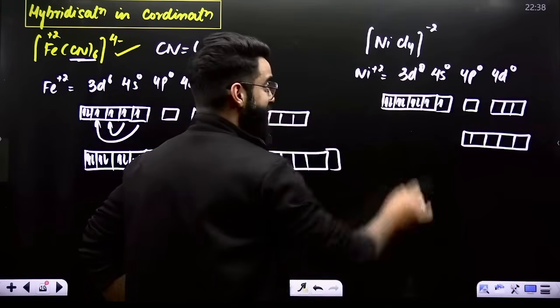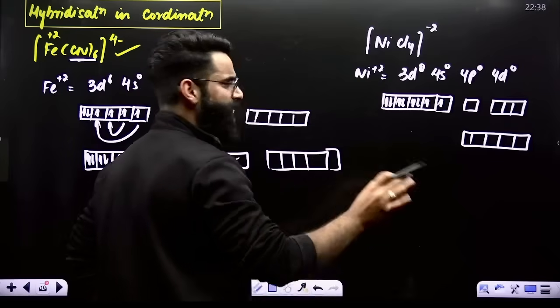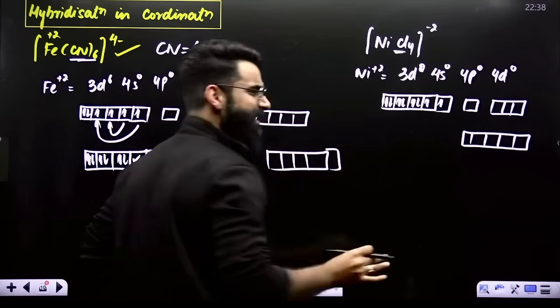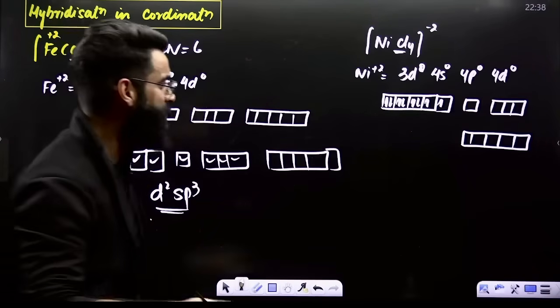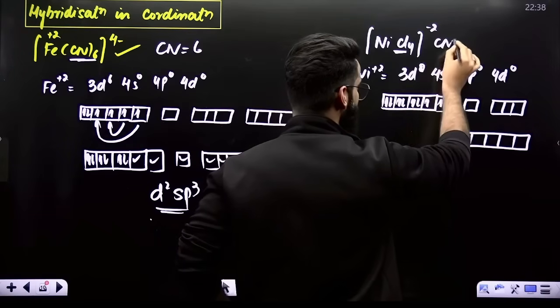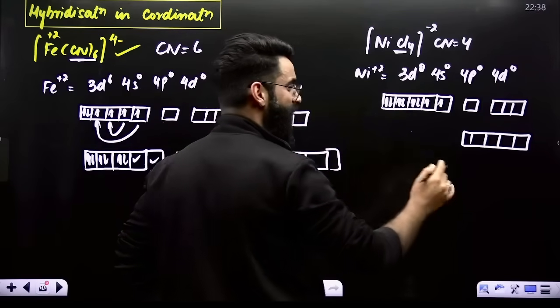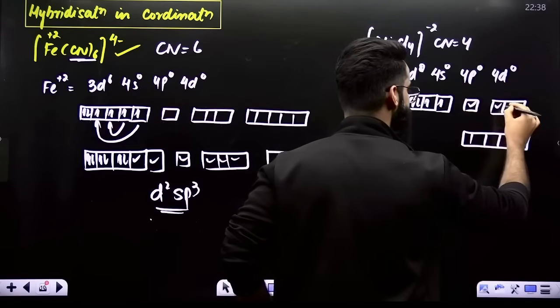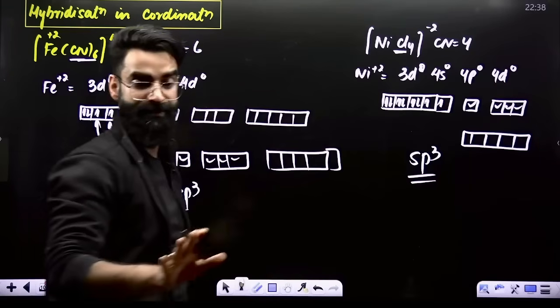NiCl4 dinegative. Nickel here is in dipositive oxidation state. So its outermost configuration will be 3d8 4s0. Now this Cl negative, it's a weak field ligand. If it is a weak field ligand, it is not going to cause any sort of pairing, right? What is the coordination number here? Coordination number is 4. So this nickel dipositive has to arrange 4 vacant orbitals for hybridization. Those are going to be 1, 2, 3, and 4. So the hybridization involved is simply going to be sp3. Nothing more than this.